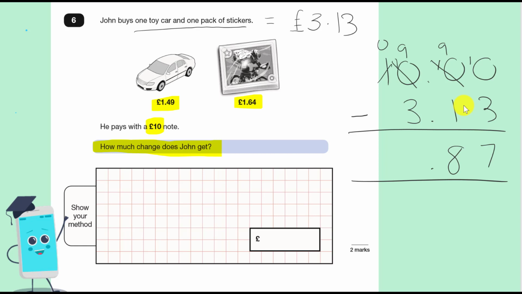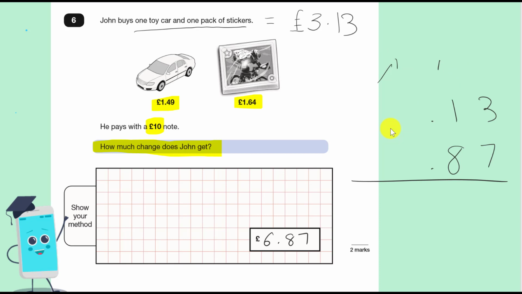My decimal point must stay in the same place. I've got 9 take away 3, which is 6, and 0 take away nothing, which is 0. Now I don't need my 0 there. My answer is £6.87.